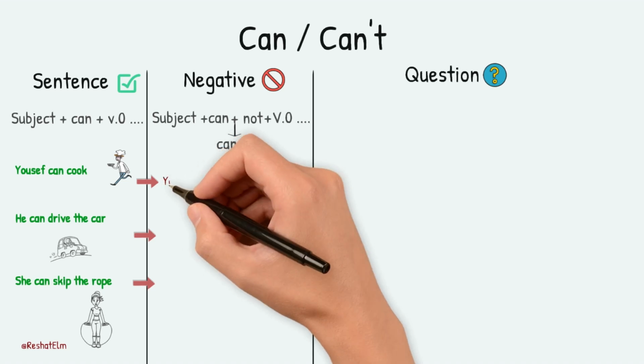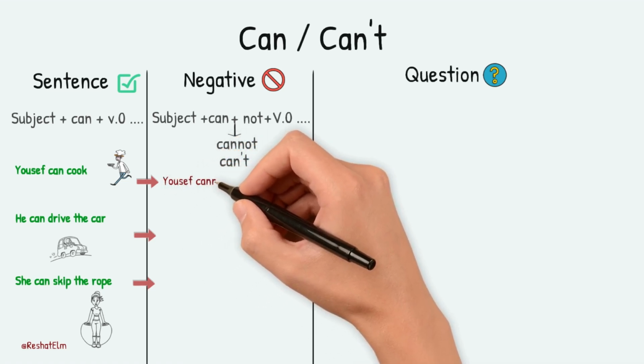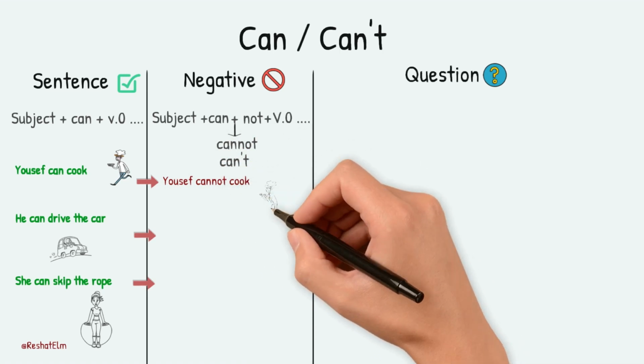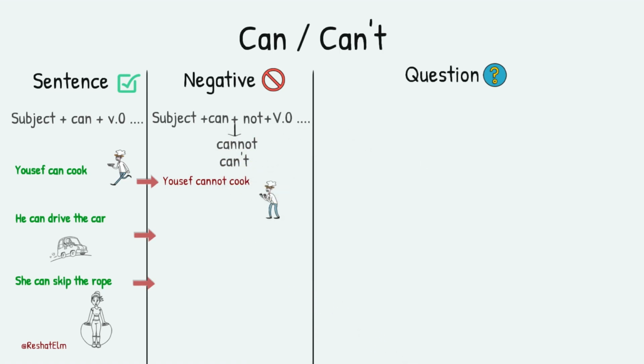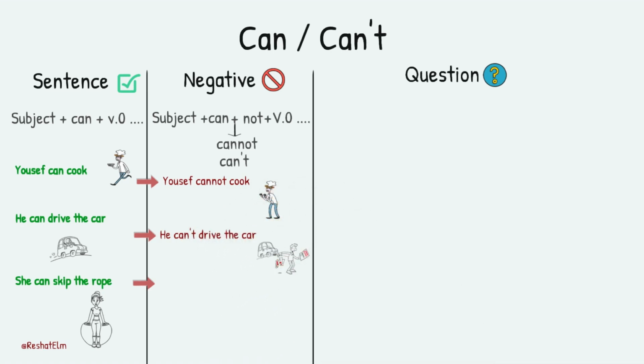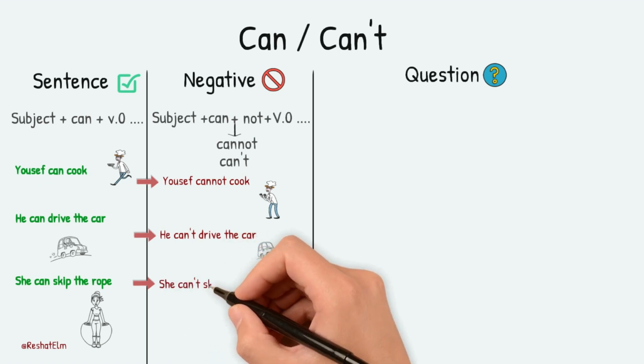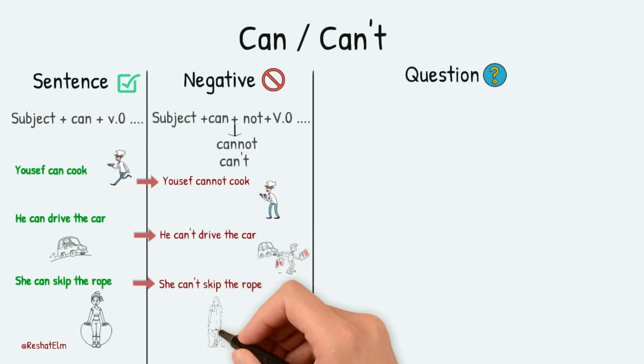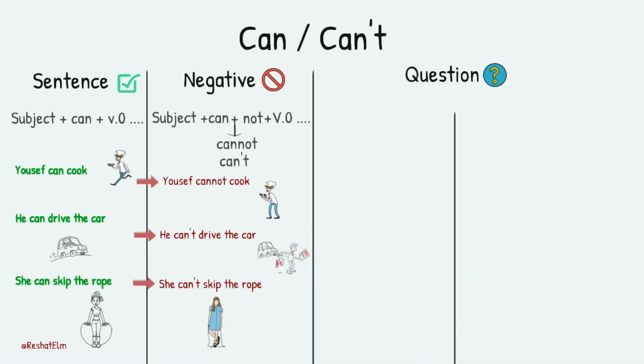Sentence number 1. Yusuf cannot cook. Number 2. He can't drive the car. We only add not to can. Sentence number 3. She can't skip the rope. As we can see in the sentences, not is added after can, and then the verb 0.